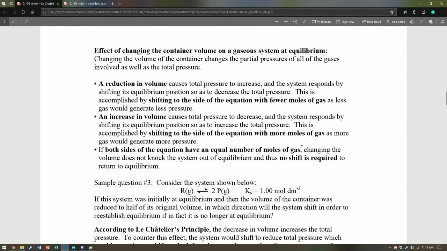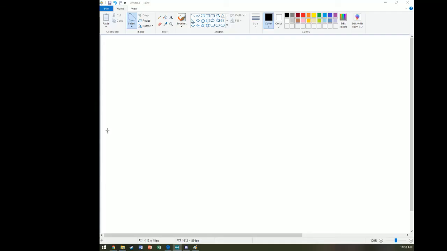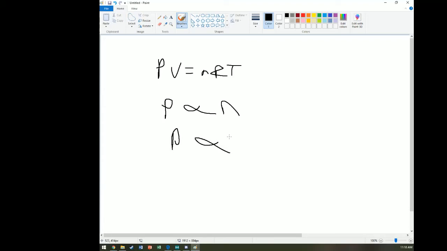For gaseous systems, if you increase the pressure, the system will try and decrease the pressure, and the way it does that is it shifts to the side with the least amount of gaseous moles, since we know from the ideal gas law that PV equals nRT, we know that P is proportional to n, and we also know that P is inversely proportional to volume. And these will come very important later on when we discuss the logic behind these changes.